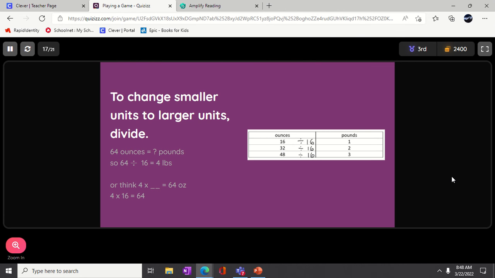To change smaller units into larger units, we divide. So 64 ounces equals how many pounds? 64 divided by 16 equals 4 pounds. Or think 4 times blank equals 64. And 4 times 16 equals 64.